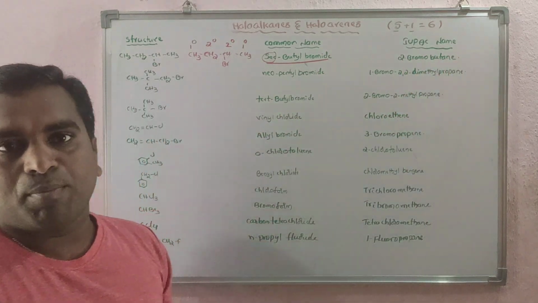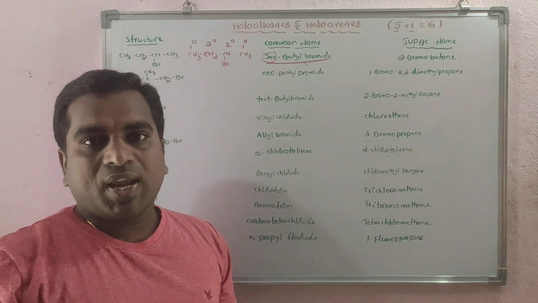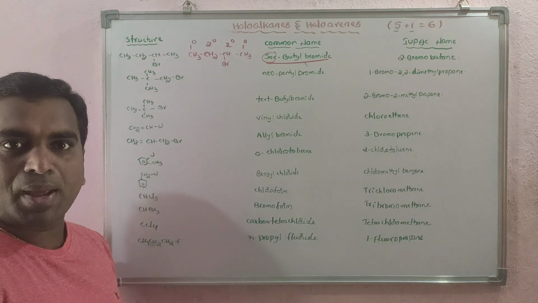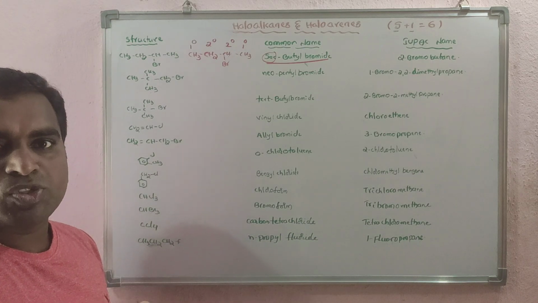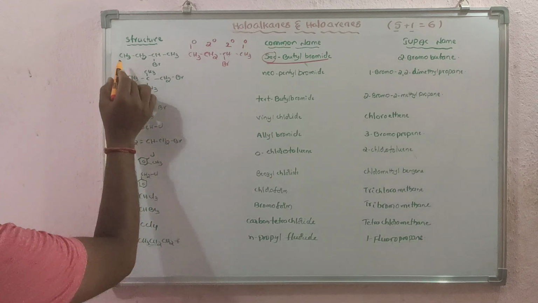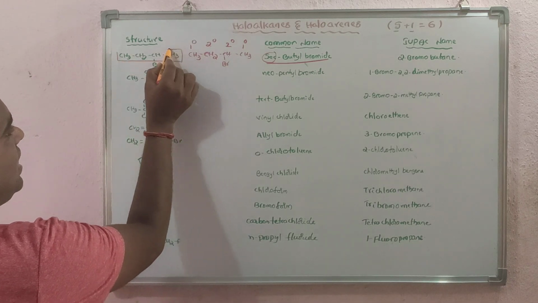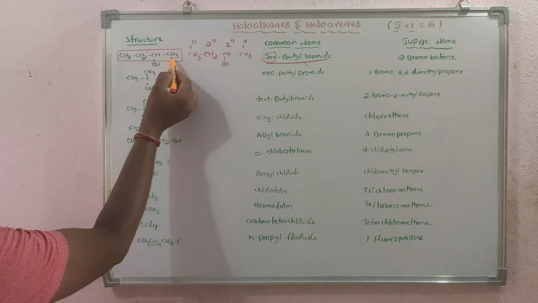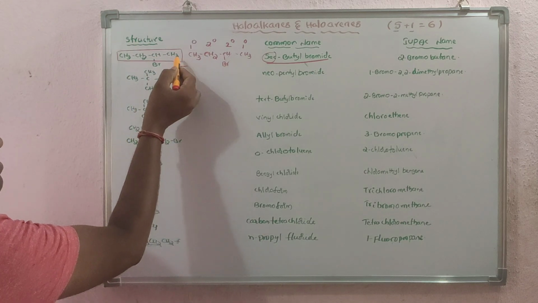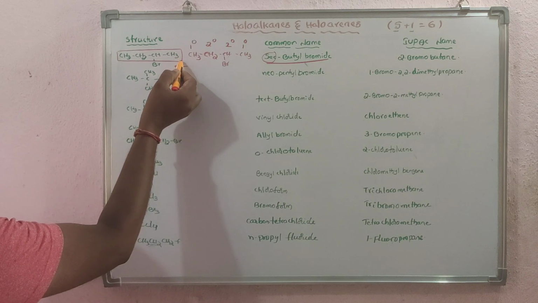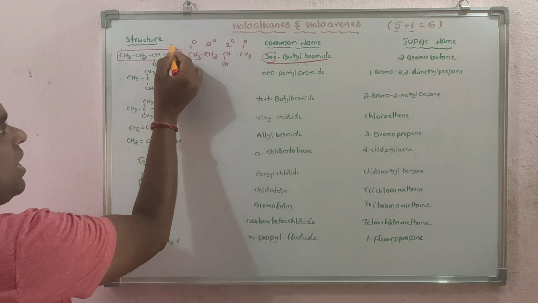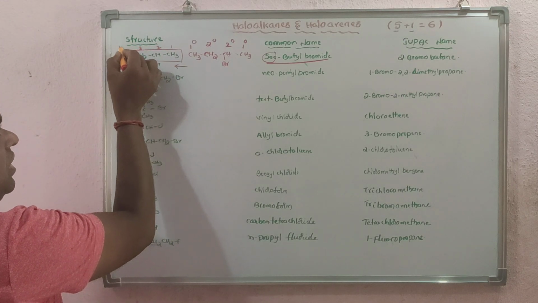You know how to write the IUPAC name. First we have to select the longest carbon chain, and after that give the numbering in such a way that the substituent gets the lowest value. So this is the longest carbon chain I have selected, so I have to give the numbering from this side, in this way. Why? Because if I start numbering from this side, bromine gets the least value. So that's why 1, 2, 3, 4.